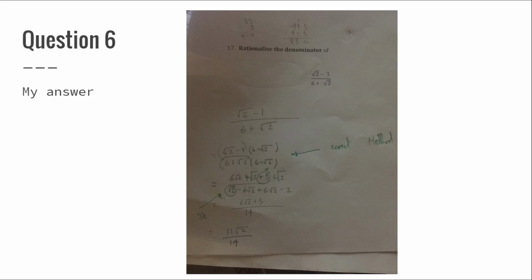So the last question is rationalize the denominator. The question is square root of 2 minus 1 over 6 plus square root of 2. First of all, you have to conjugate both sides, which is the numerator and denominator. So you have to get the denominator and turn the positive into a negative. So it's 6 minus square root of 2.